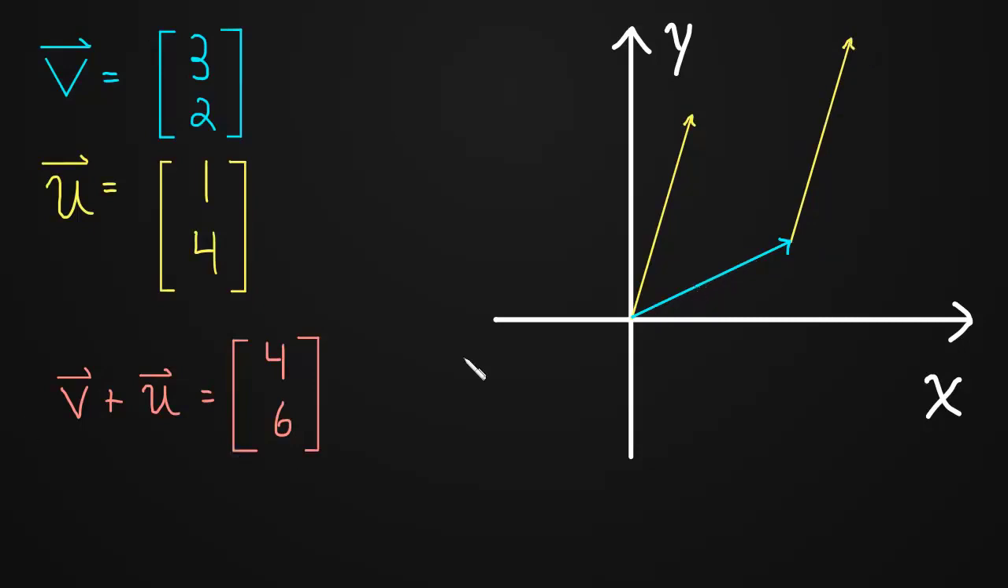And now the new vector is just the vector that starts at their common starting point and ends at that addition. Oops, sorry about that. So that new vector is the vector v plus u. And we know it has components 4, 6.